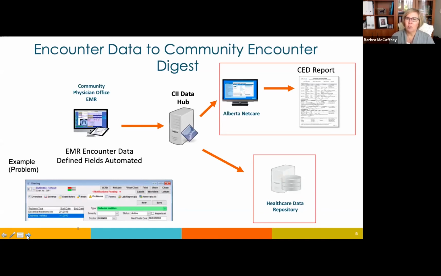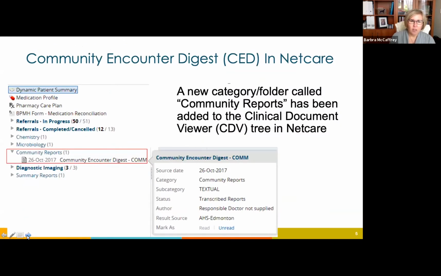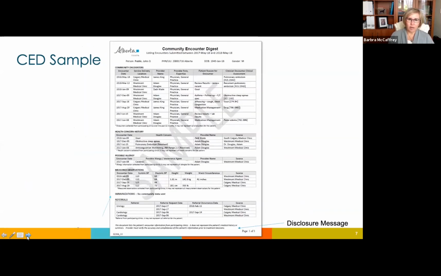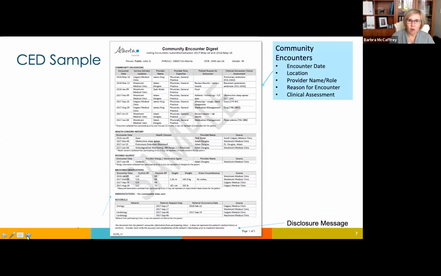So let's first look at this encounter data and how it flows to Netcare and where it pulls from in Healthquest. The Community Encounter Digest has only been in Netcare a couple of years now, and it sits in a folder called Community Reports. So this is a sample Community Encounter Digest, and I'll tell you what is on there, and then we'll look at where it pulls from Healthquest.